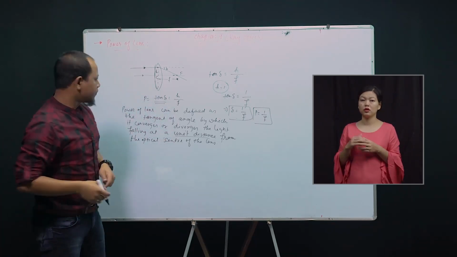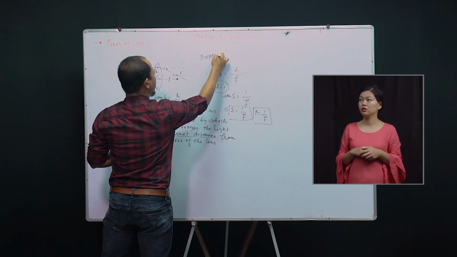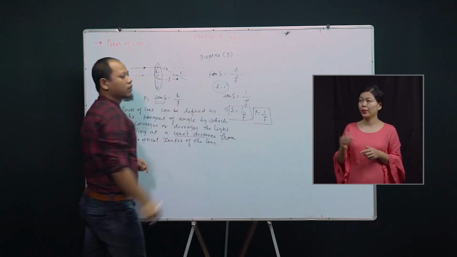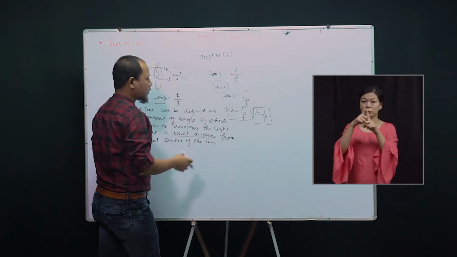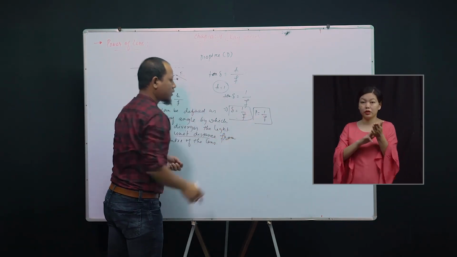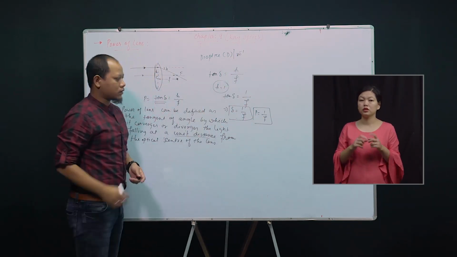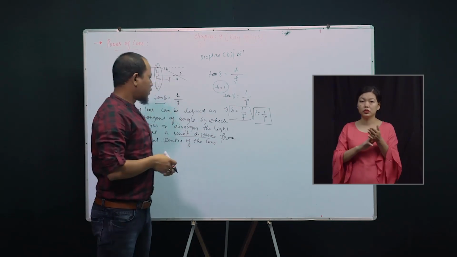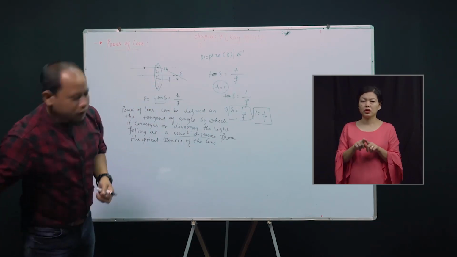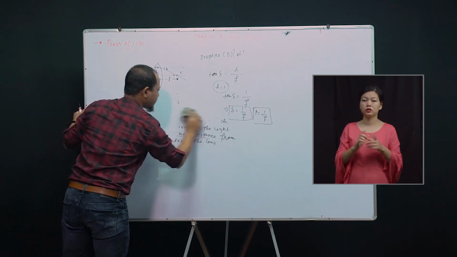The SI unit of power of lens is diopter, and in short it is denoted by capital D. Or if you want to express it in meter, as focal length is measured in meter, in place of diopter I can write meter inverse, because this is 1 by meter. Sometimes in exams the question might be: define 1 diopter.